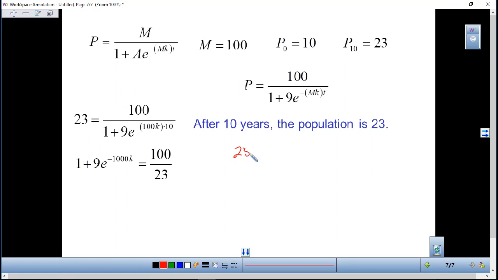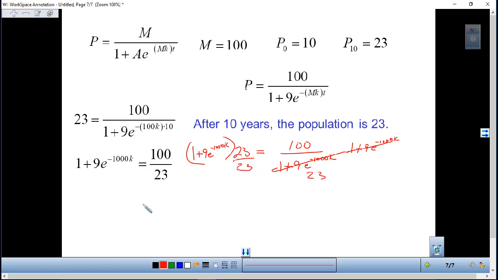We end up with 23 is equal to 100 over 1 plus 9e to the negative 1,000k. And all I did was multiply both sides by 1 plus 9e. Of course, these are going to cancel out. So you end up with this times 23 equals 100, but I'm looking to get this by itself, so I just divide by 23 on both sides. That's where this comes from.